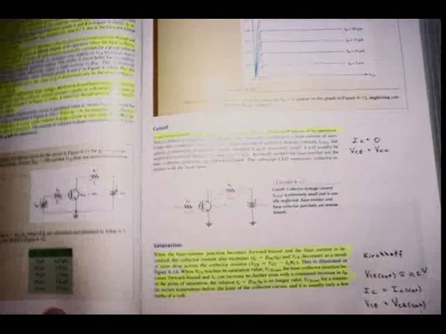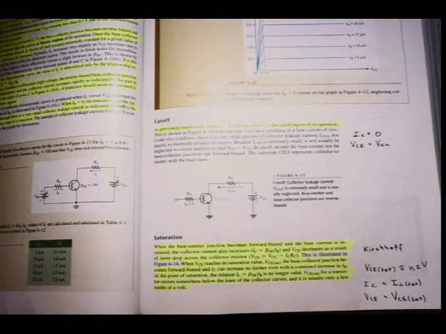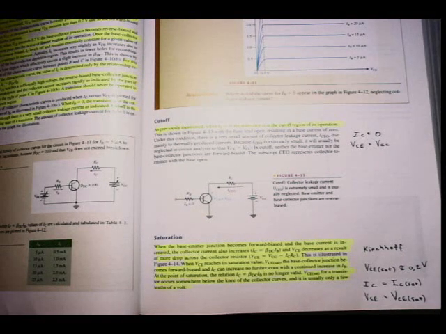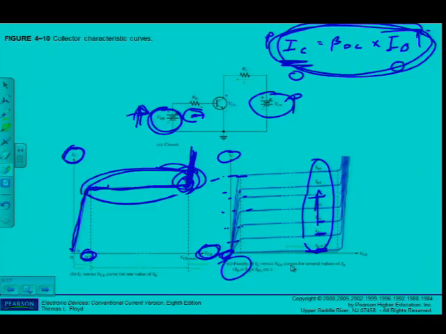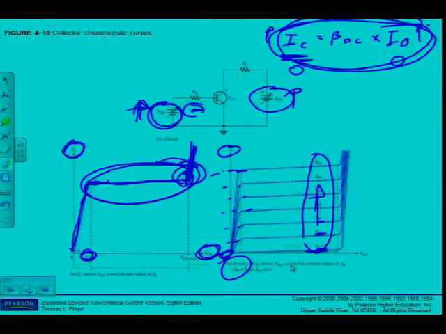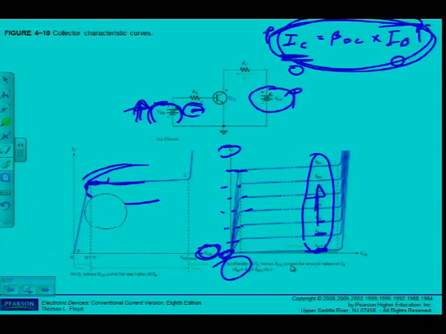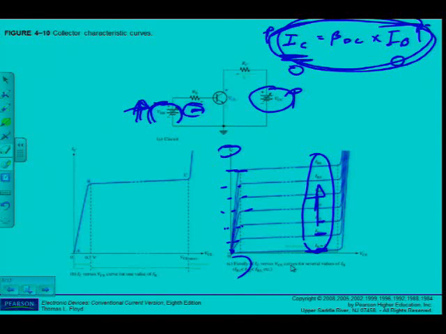Alright, while we're in the textbook here, they discuss cutoff on page 173. As previously mentioned, when IB is equal to 0, the transistor is in the cutoff region of its operation. Now, this is important. Let me just go back here. I know the parameters of cutoff and saturation, but let's talk about cutoff first. I just want to clean up the characteristic curve of the transistor here, for IC against VCE.